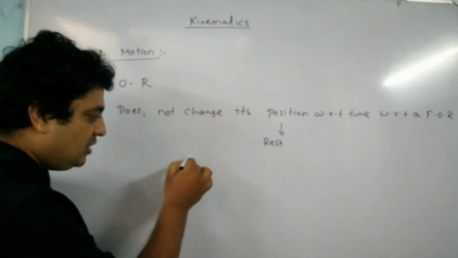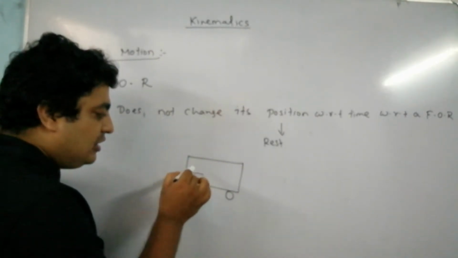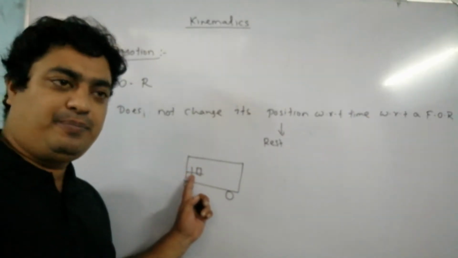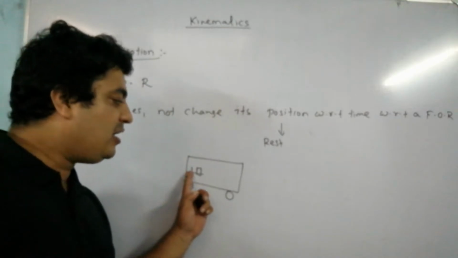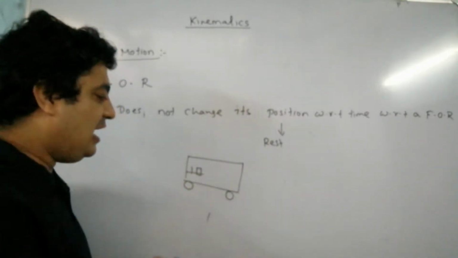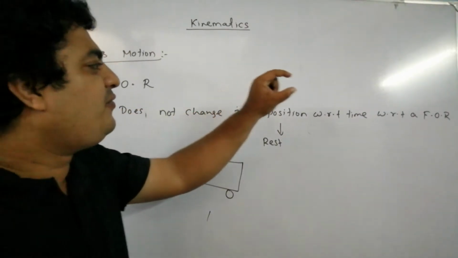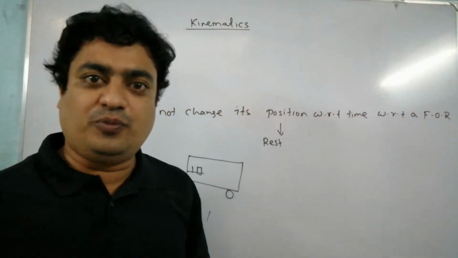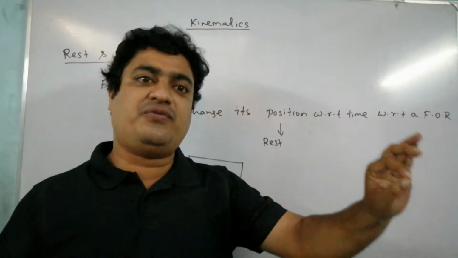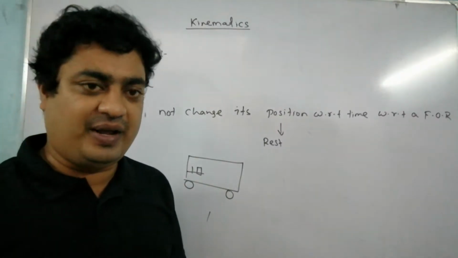For example, consider a passenger sitting in a bus. Now, the bag of the passenger is at rest with respect to the bus, but the bag of the person is in motion with respect to a person standing outside. So, there is no concept of absolute rest or absolute motion, because a body can be at rest for one frame as well as it can be in motion with respect to another frame.